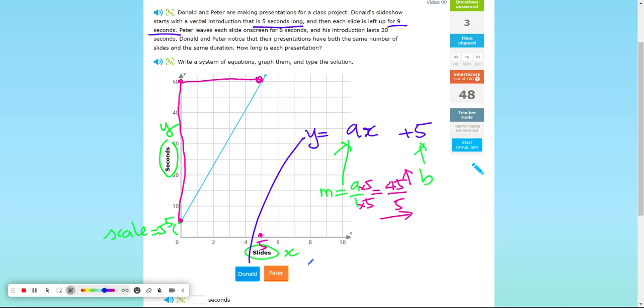Okay? So now I try to find the equation for Peter. So let's see over here. This is for Peter. So y equals. Peter leaves the slide on screen for 6 seconds. So 6x. And his instruction lasts 20 seconds. So I add 20 seconds. It's a set number right there. So let's graph. Here we go. So b equals 20. So I go and find 20 right here.